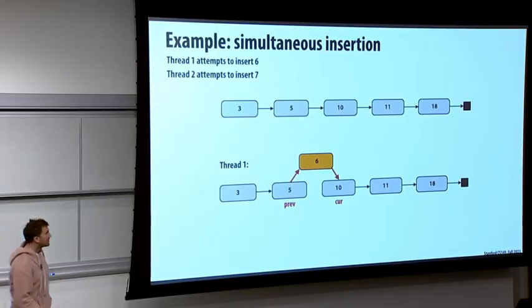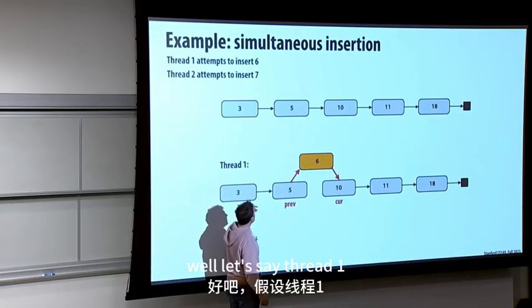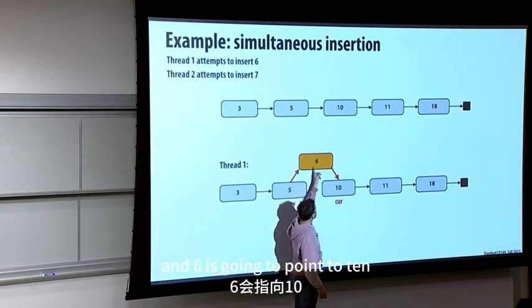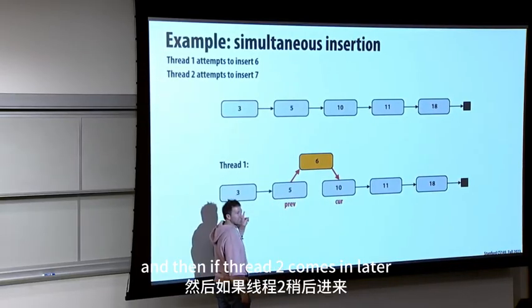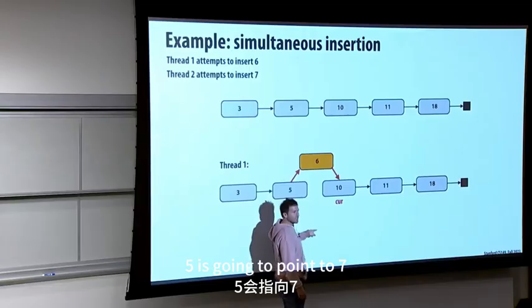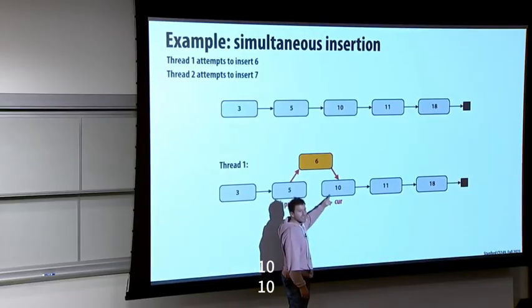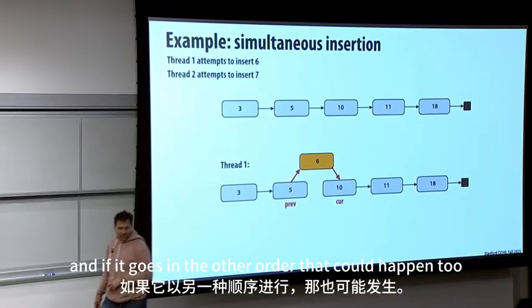Yeah. I think you might get like a double loop. Let's say thread 1 says, okay, 5 is going to point to 6, and 6 is going to point to 10. And then if thread 2 comes in later, 5 is going to point to 7, and 7 is going to point to what? 10. And what just happened? We just lost an insert. And if it goes in the other order, that could happen too.